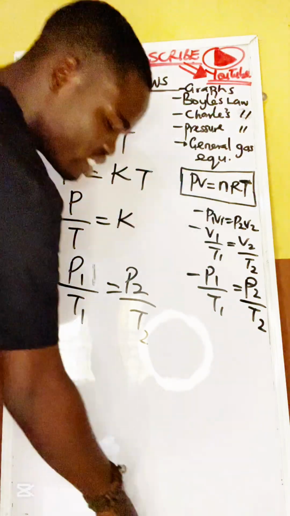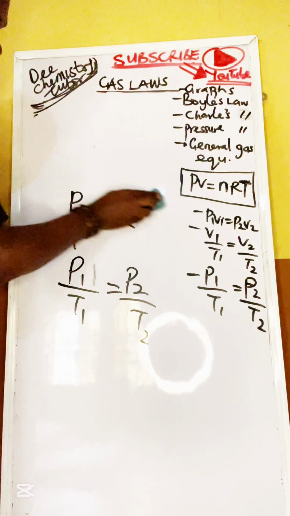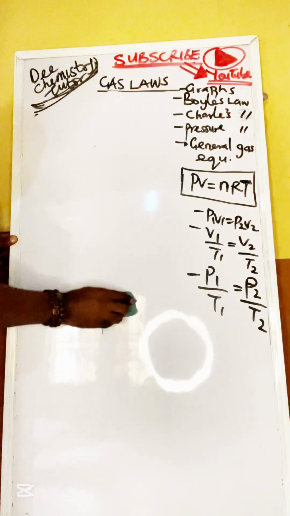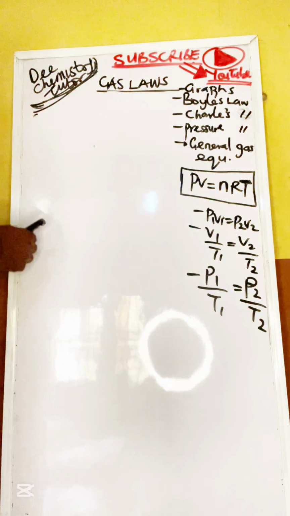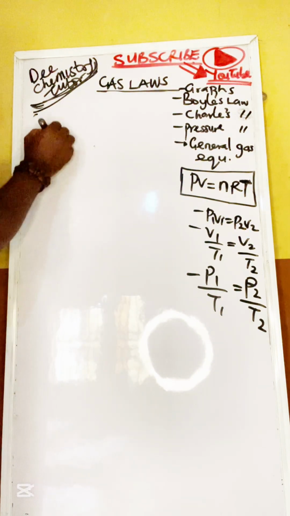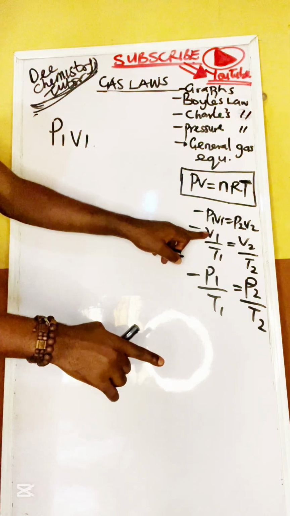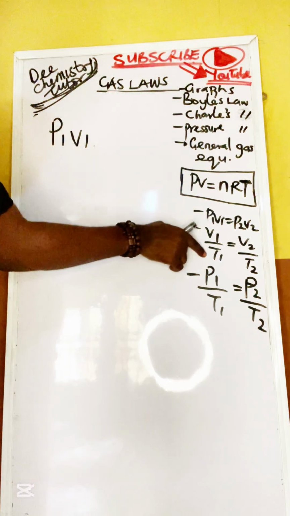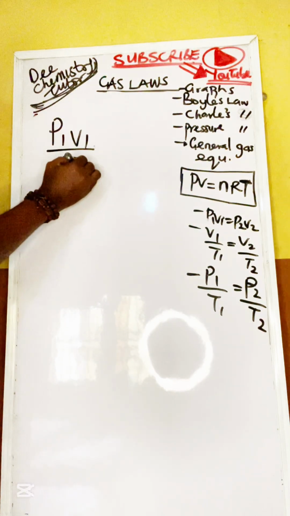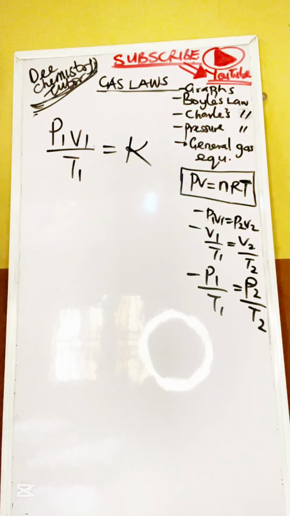Now, if you look at this very well, you would agree with me that if I combine Boyle's law, Charles' law, and pressure law, I will get something. Look at it. P1, V1, there is V already, there is P already. That means if I combine these two with this, what is left is just T1. So this itself can be equal to a constant.